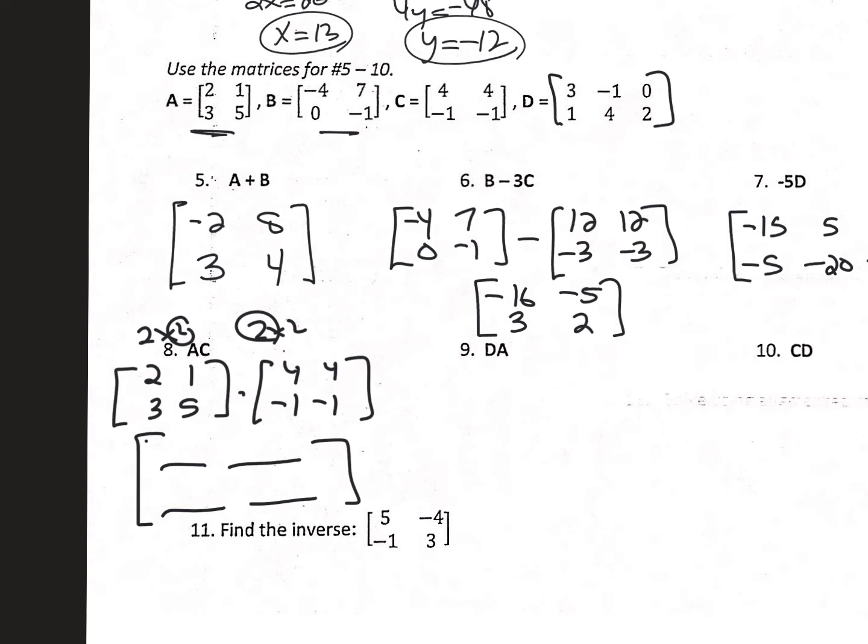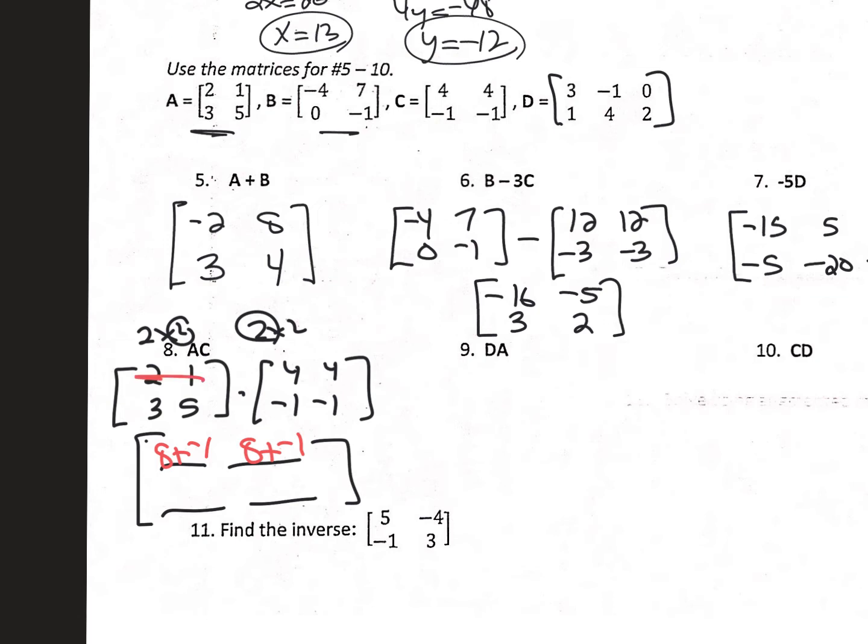All right, so the first one, I'm going this row, that column. 2 times 4 is 8. 1 times -1 is -1. Those are my 2 numbers. For my second number, I'm going to cross the first row, down that column. 2 times 4 is 8. 1 times -1 is -1, the same exact numbers. I'm really done with the top row now.